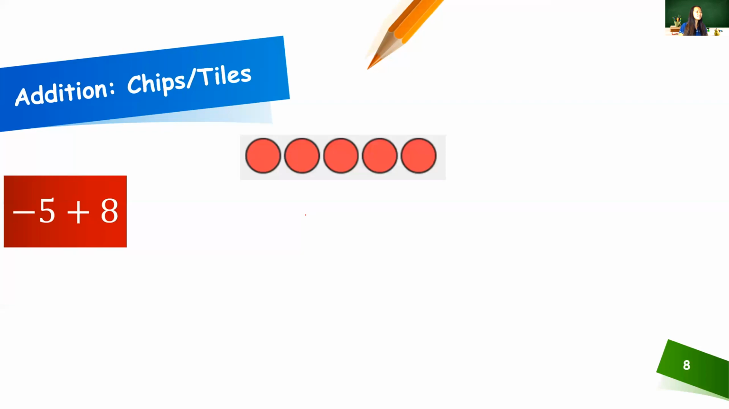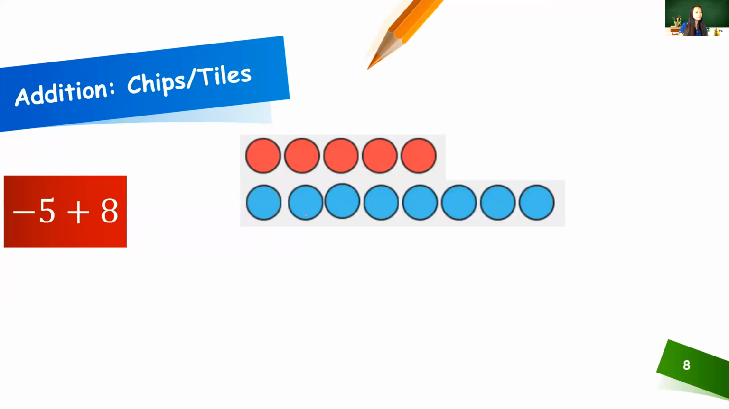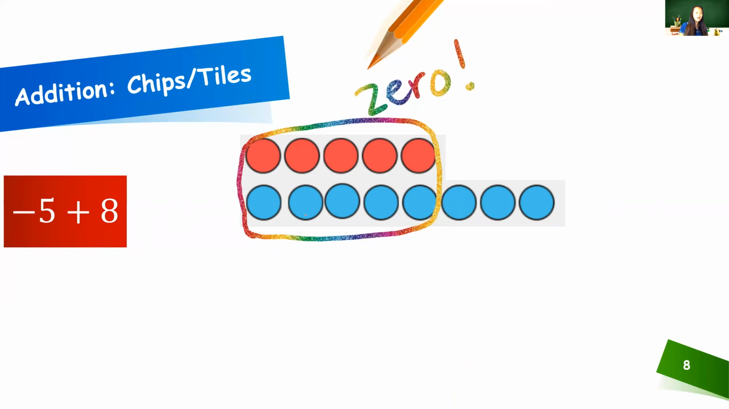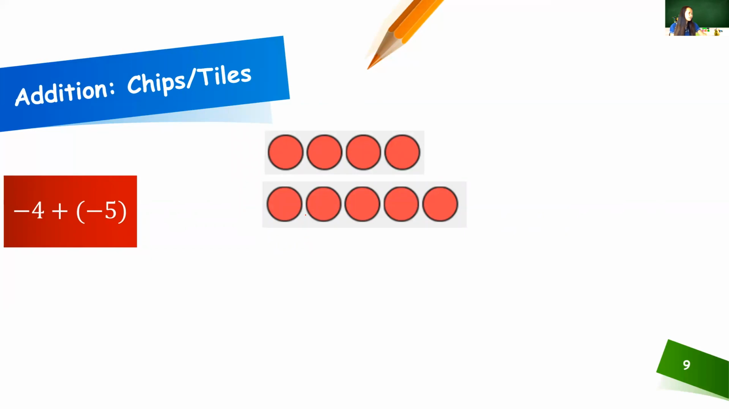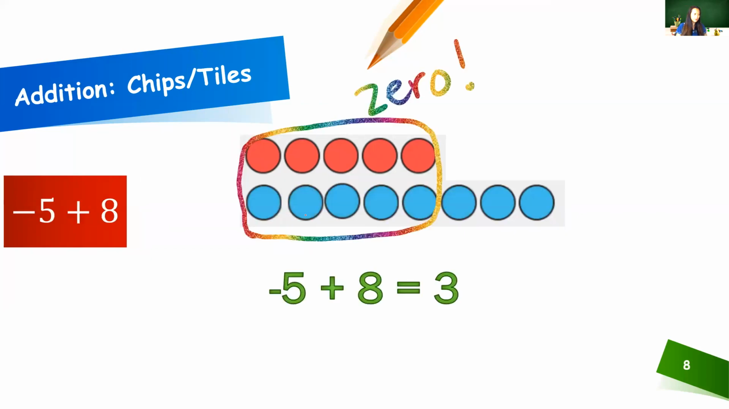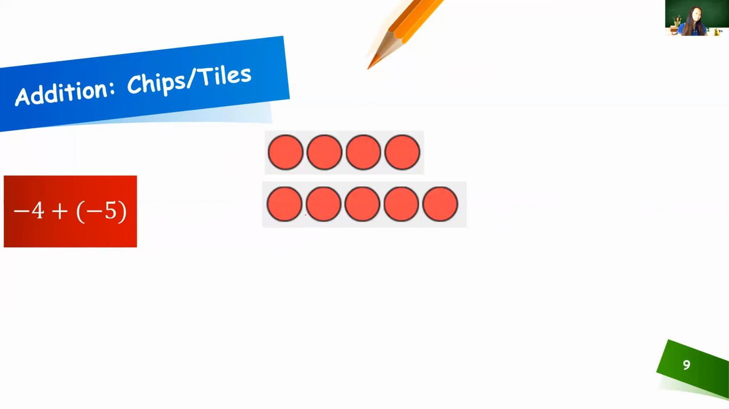There are my 5 reds, 8 blue, and you are right. The 5 red is going to get attached to the 5 blue to be 0. You have 3 blue left over. Therefore, -5 plus 8 is +3. Well, what if you have -4 plus -5? Well, that looks like they're all negatives there. Nothing is going to get neutralized. So I have -9 as my sum.